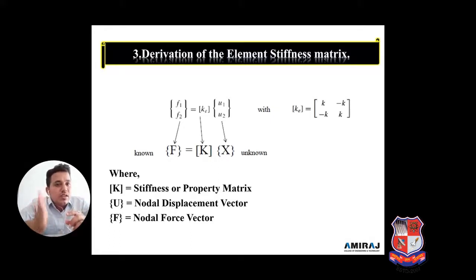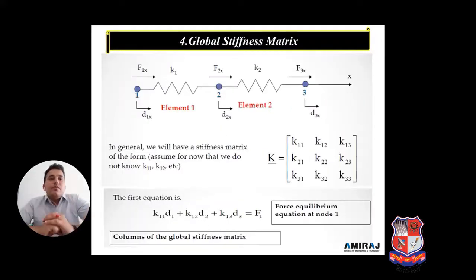So we have 3 main components: K is the stiffness matrix, U is the nodal displacement vector, and F is the nodal force vector. Here we can observe that K is K, minus K. This is the matrix of the stiffness of one particular element. Let's see, up to step 4 we have to find the global stiffness matrix.